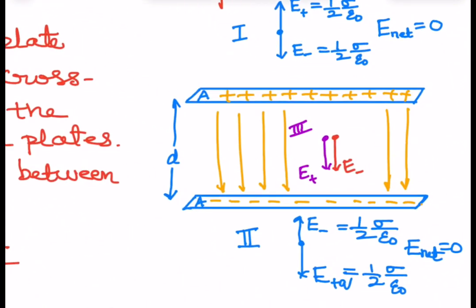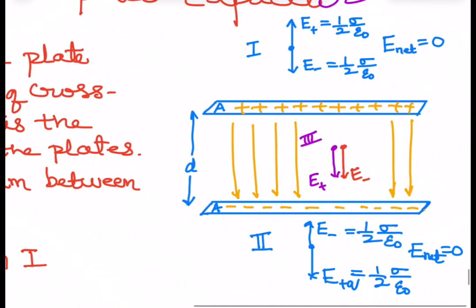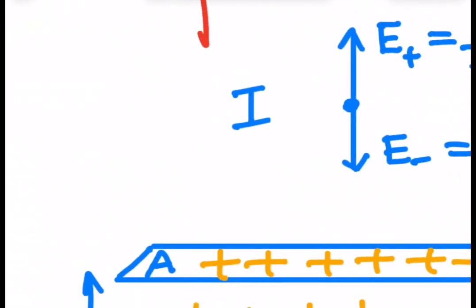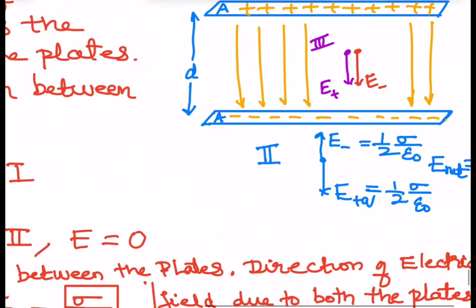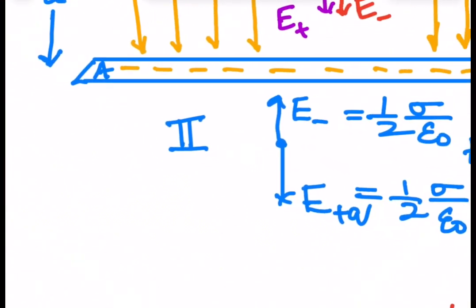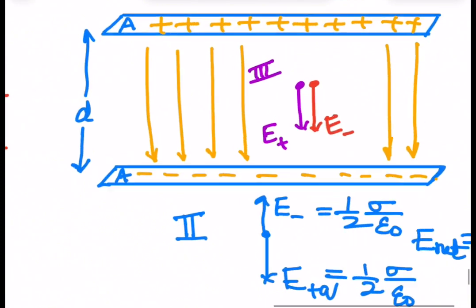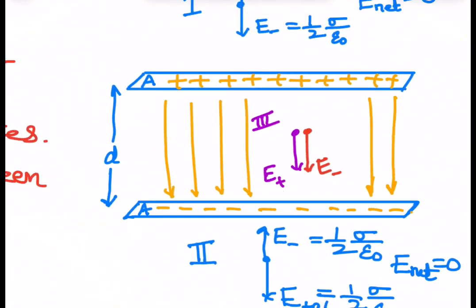Then you should draw the diagram. Two metal plates, one is positively charged, another one is negatively charged. This capacitor is already charged. d is the distance between them. Then select the three spaces: space 1 outside the capacitor, above the capacitor; space 2 outside and below the capacitor; and space 3 between the plates of the capacitor.